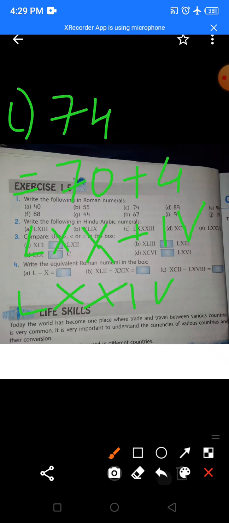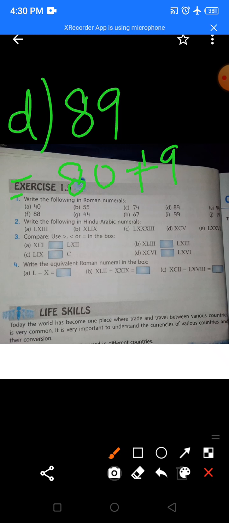Now children, see the next question. What is the next question? The 1D is 89. So 89, you all know children. How will you write 89? 80 plus 9. Now how will you write 80?